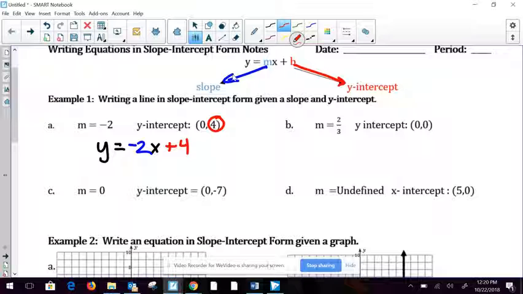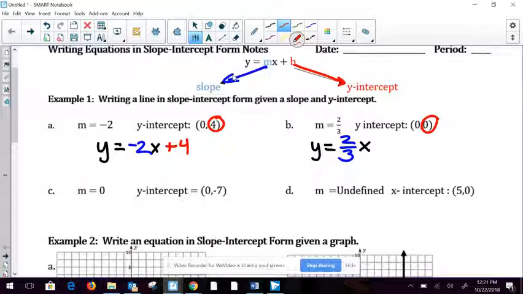Let's try another. Let's look at example B. It says m is equal to 2/3 and our y-intercept is (0, 0). So looking at our y-intercept, we're going to look at the number in the y position, which happens to be the same as the number in the x position, but we're looking at that 0. So when we substitute this in our equation, we get y is equal to, what is my slope again? Great job, 2/3. And then we still have our x.